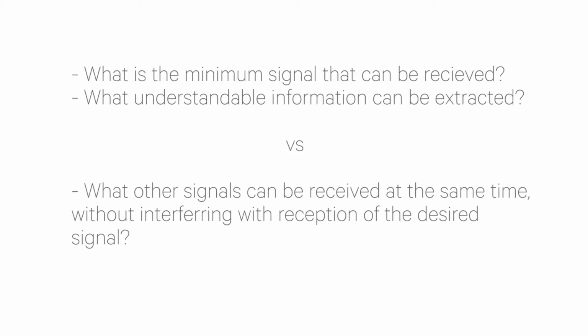Performance specifications for a receiver are separated into the desired and the undesired aspects. Basically, what is the minimum signal that can be received and the information still be extracted understandably versus what other signals can be received at the same time without interfering with the reception of the desired signal.